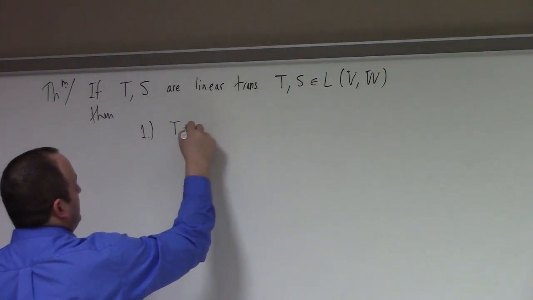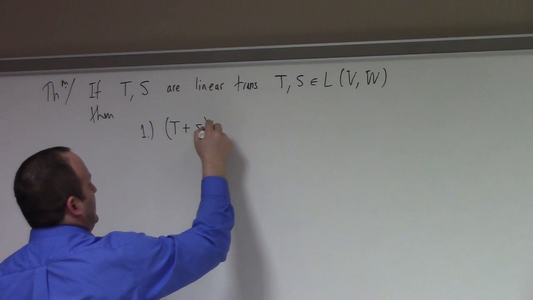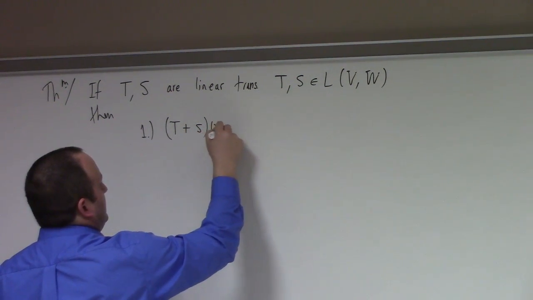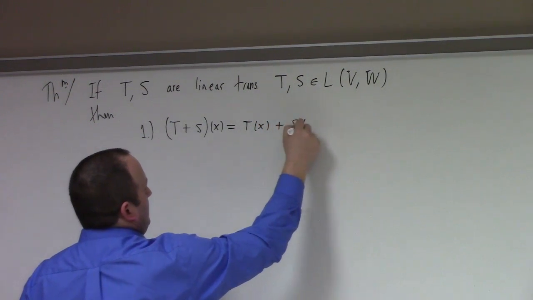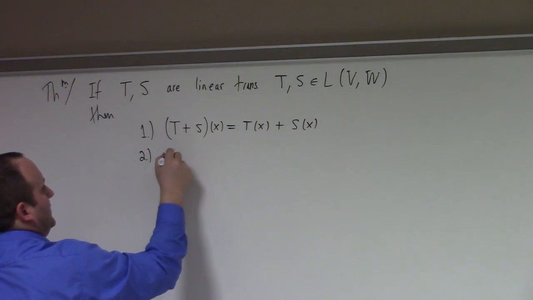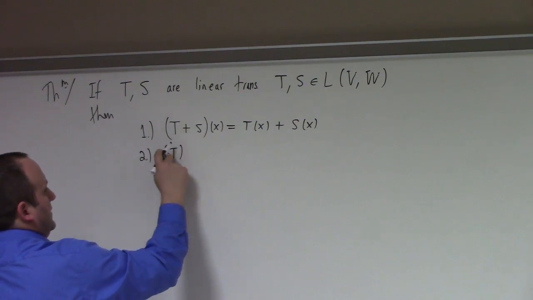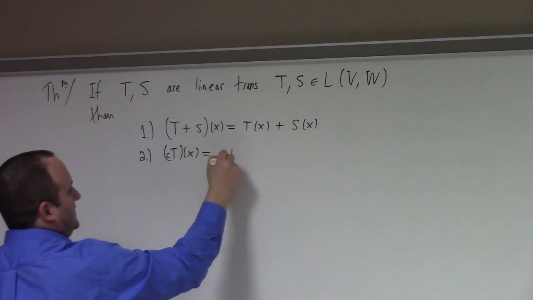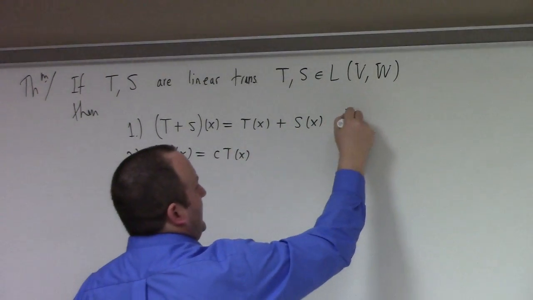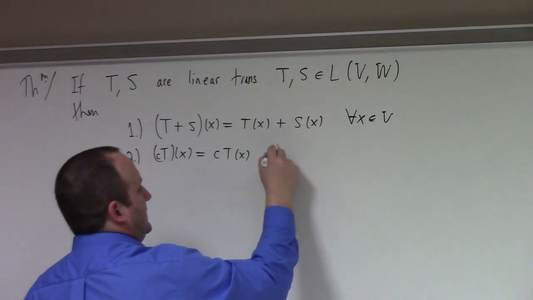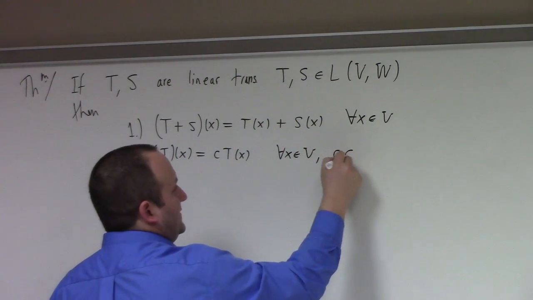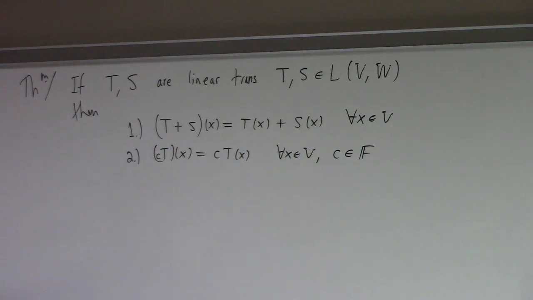T plus S, defined by, how do we define T plus S? T plus S is defined in the usual way, pointwise, right? And 2, if you have C times T of x, you define that by C T of x. And of course, this is for all x in V, and C is a scalar in the field. All right, so those are just definitions of T plus S and CT. I don't feel like I'm really obligated to make those definitions to you because I think you already know how to add functions and scalar multiply functions from some other course. But anyway, there they are.